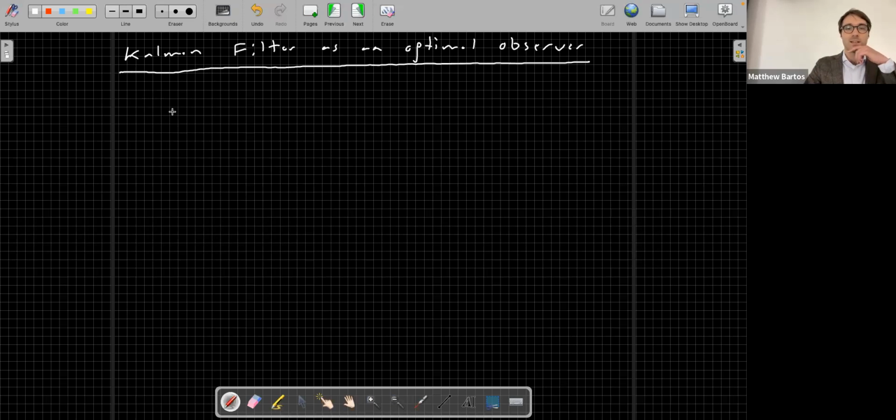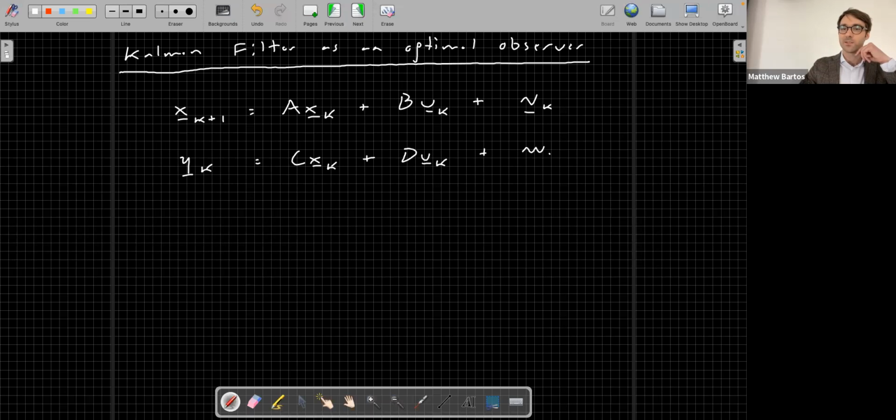So let's say we have a state space system. In discrete time, x at time k plus 1 is equal to A times x_k plus B times u_k plus a new vector v_k. I'll explain what this is in a second. And we also have a measurement of the system, y_k, equal to C times x_k plus D times u_k plus a new vector, which I'll call w_k.